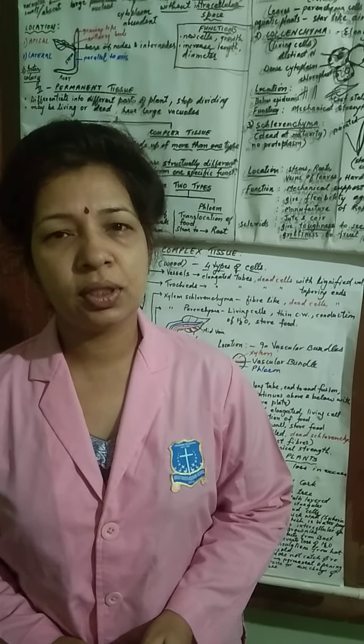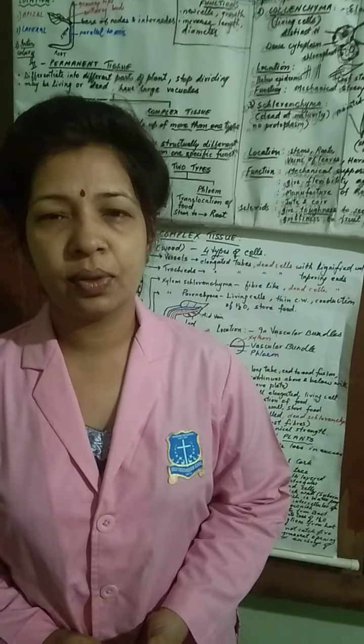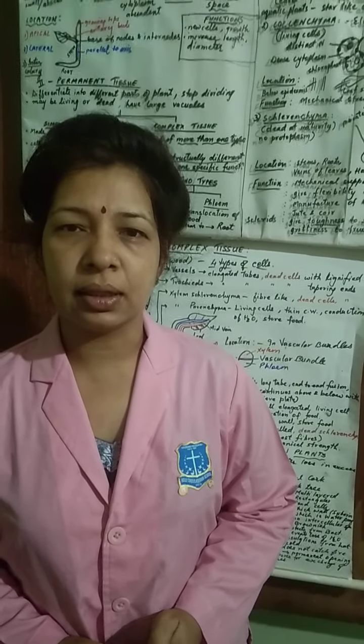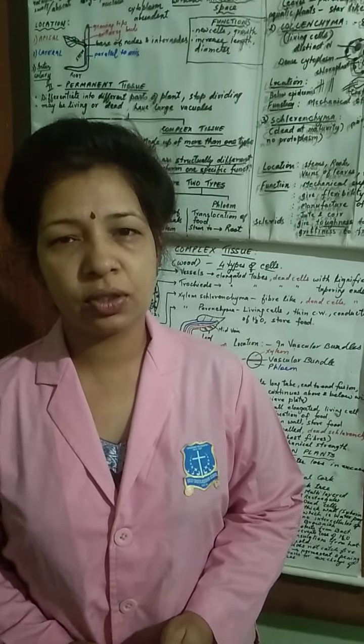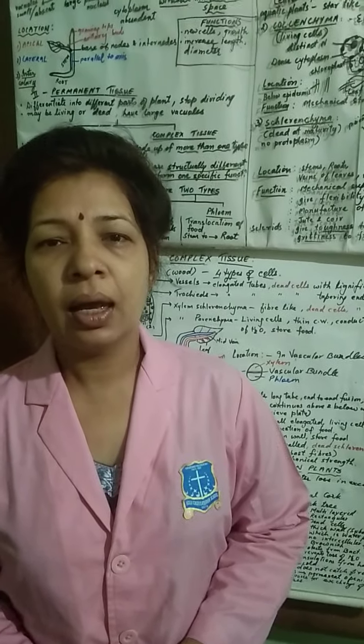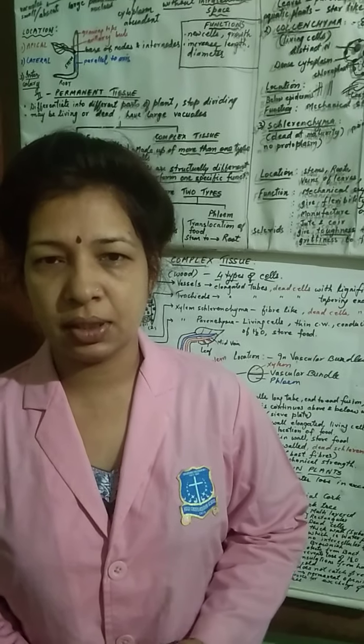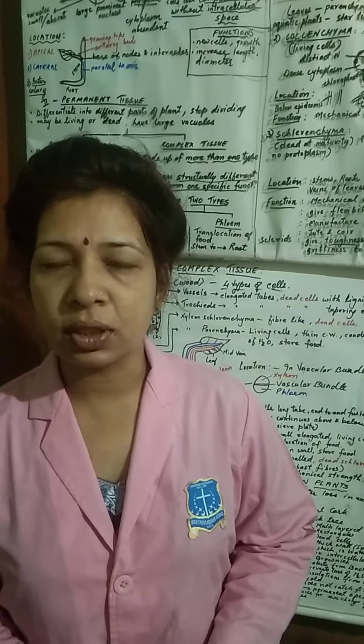Today we are going to see chapter 2, plant tissue and animal tissue. Well, you know what is cell. Cell is the structural and functional unit of living organism. And you might have also studied that cells are of different shapes and size. Now let us see what is tissue.